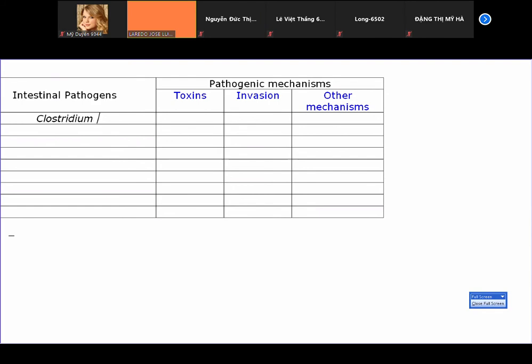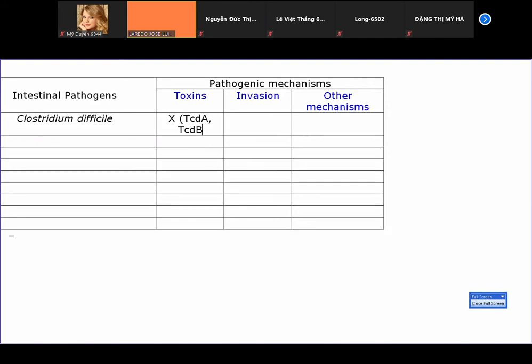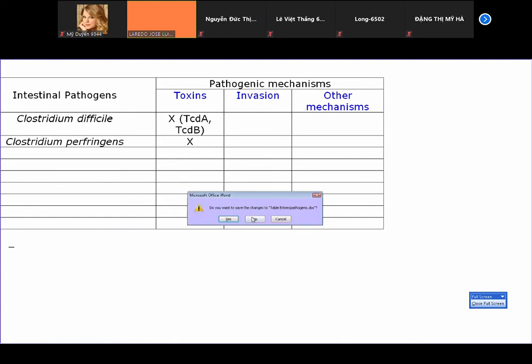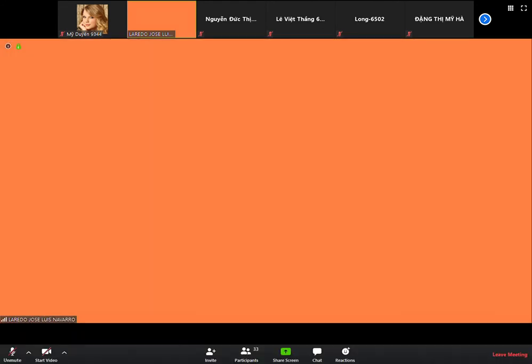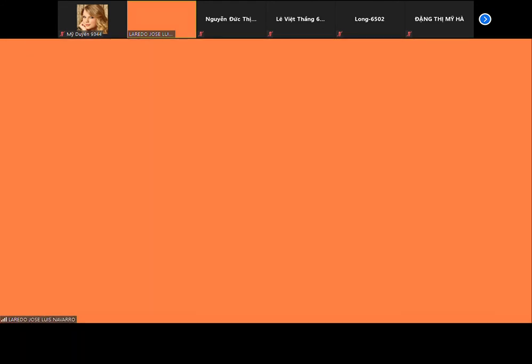Clostridium difficile, toxins, the TcdA and TcdB, and Clostridium perfringens, toxins, both because of toxins, okay? Perfringens. And this is the last bacteria that we are going to write in this table. Okay, so we go back to the table.